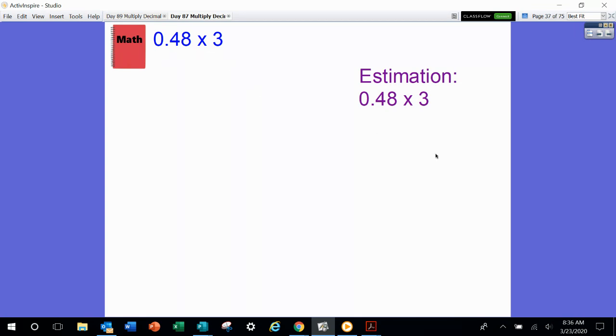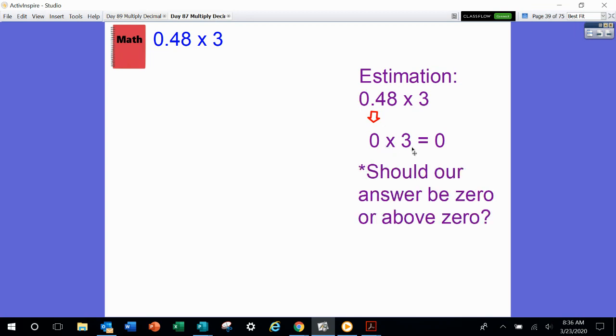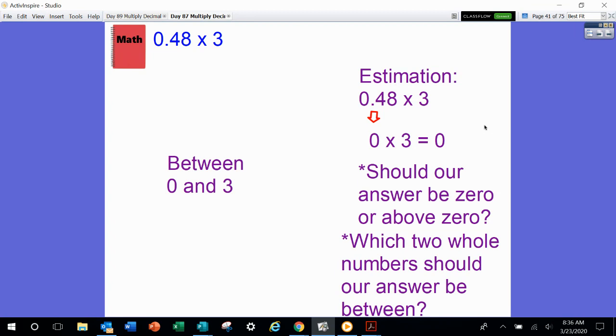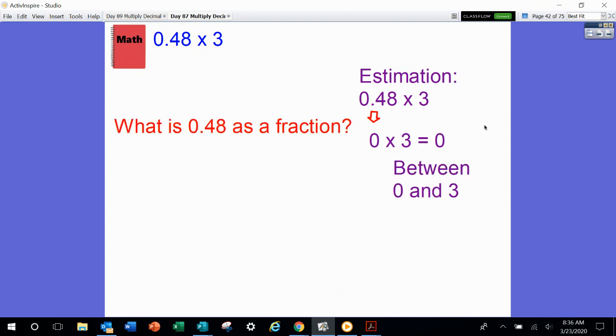48/100 times 3. Our estimation for 48/100 times 3: if I round it, the 4 stays down, so this is going to go to a 0. 0 times 3 is 0. So my answer is going to be pretty small, close to 0. Had I made this a 1, 1 times 3 would be 3. So my answer is going to be between 0 and 3. Now, should my answer be above or below 0? It should be above 0, right? Because neither one of these has an actual value of 0. So my answer should be between, again, 0 and 3.